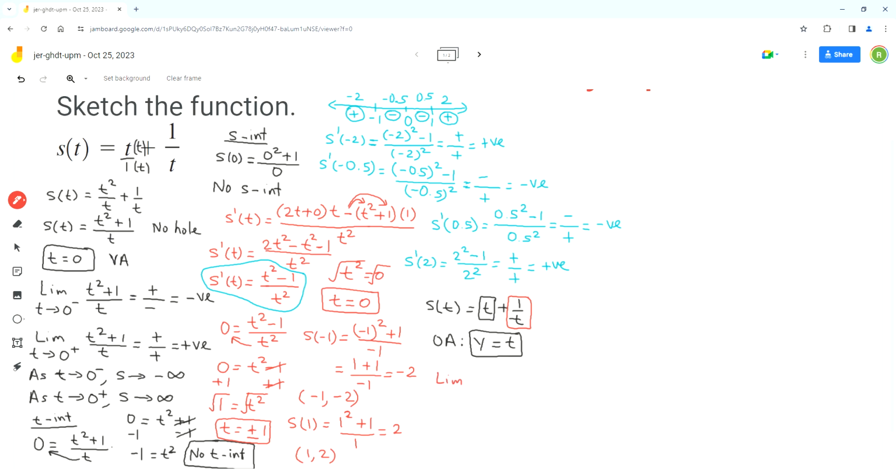So limit, t approaches negative 100, so this is on the left side, so 1 over t. So if we apply the limit, 1 over negative 100, so this is a negative term. So that means on the left side, the curve approaches from below.